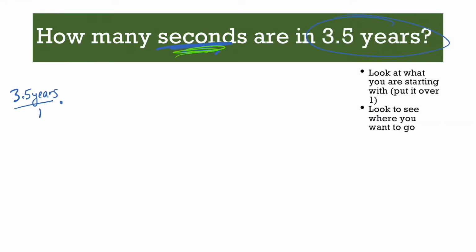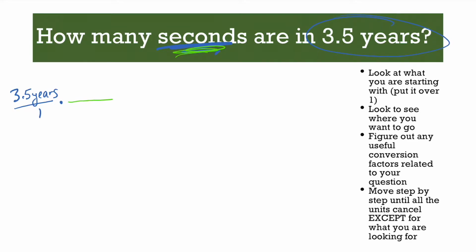Now, I can't go directly from years to seconds because I don't know how many seconds are in a year. So I'm going to have to figure out some useful conversion factors. And then, move step by step until everything cancels out. So if we want years to cancel out, we're going to want to put it on the bottom. Now, what's smaller than a year that we can kind of eventually work our way to seconds? I'm going to say days. So in 1 year, there are 365.25 days.